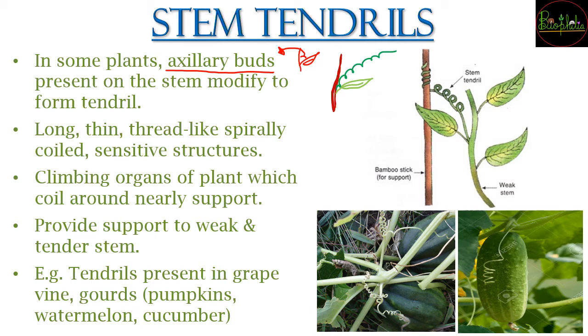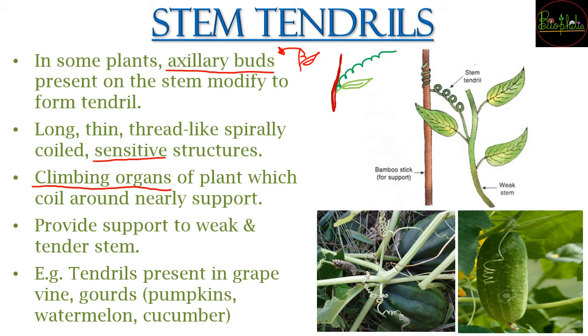So that particular stem tendril is going to be a long, thin, thread-like spirally coiled sensitive structure. Now why these are sensitive? Because these are going to be helpful for climbing. यानी ऐसे stems पे ये stem tendrils मिलेंगे wherein the stem are very weak, these are very fragile and they cannot have their own strength to grow upright.